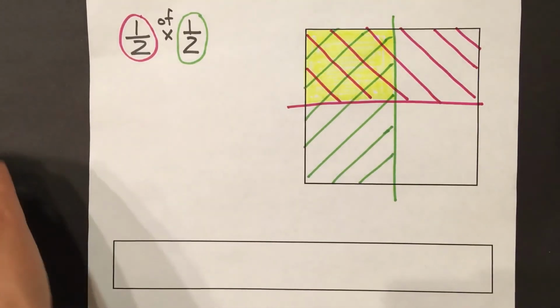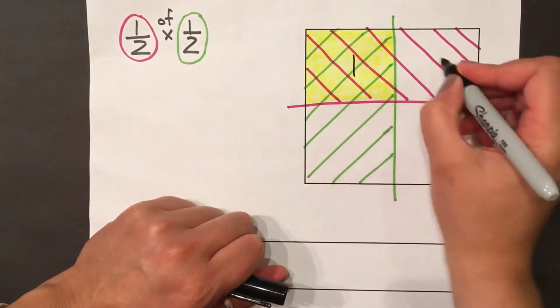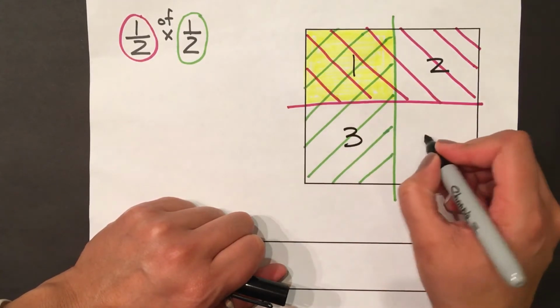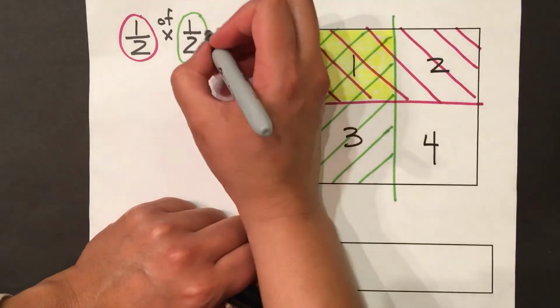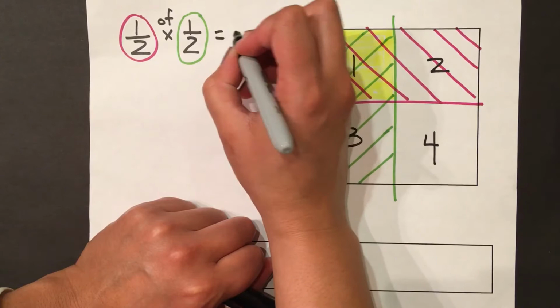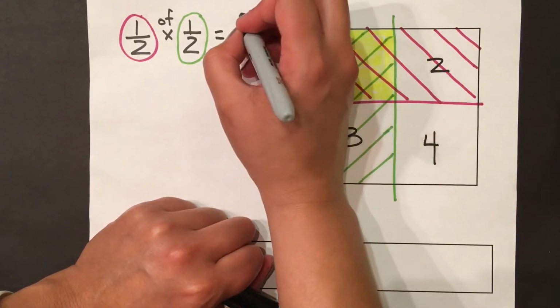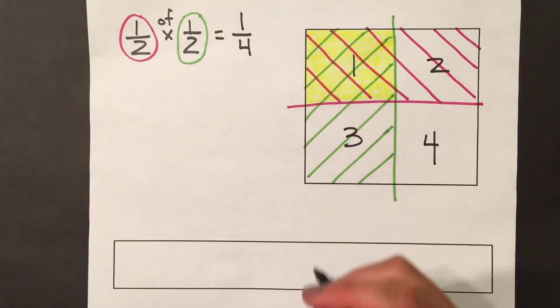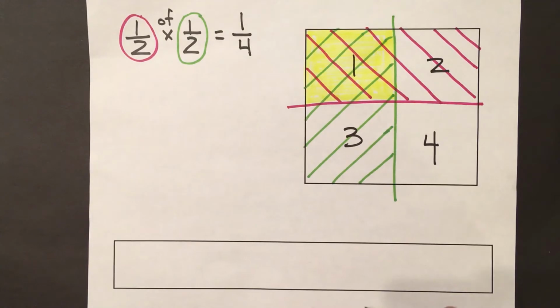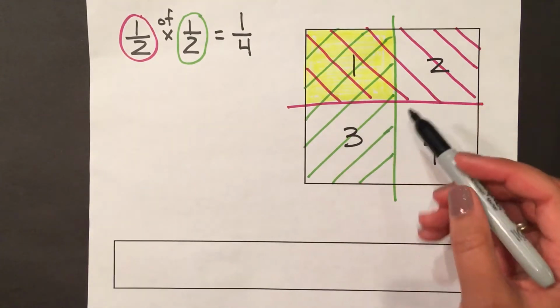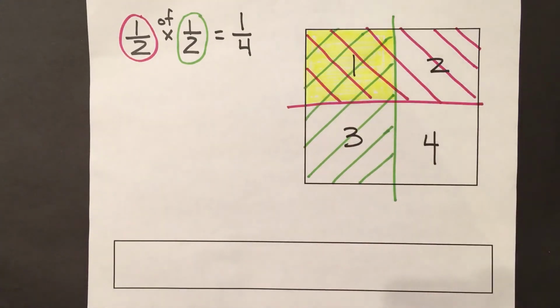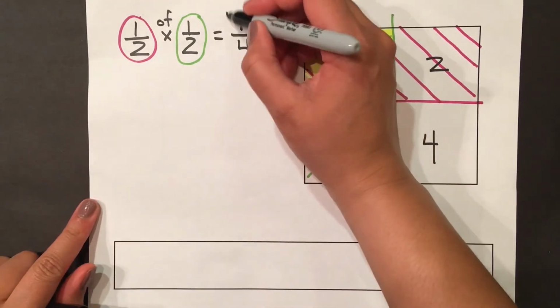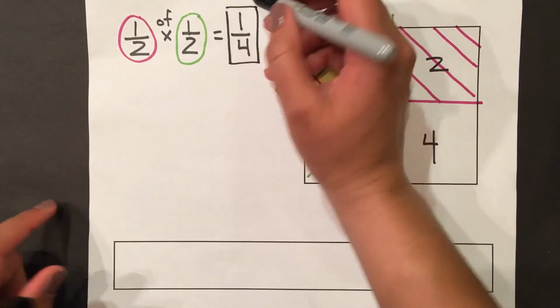Right there. So there's 1, 2, 3, 4 pieces of my whole, and where they overlap is 1. So if I had 1/2 a bag of chips and I gave 1/2 of it to my brother, he would get 1/4 of the bag. Does that make sense? And this is our best answer. We know because it is what kind of fraction?